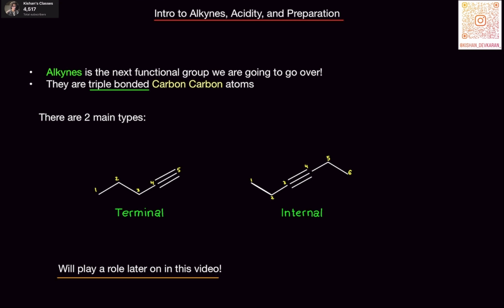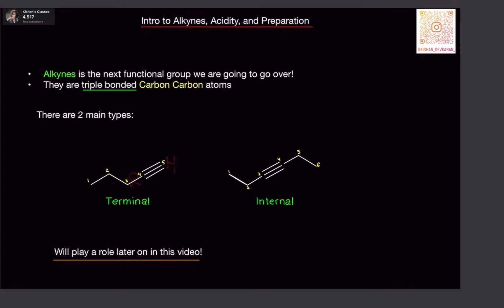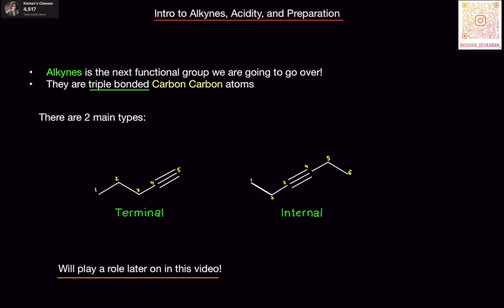Alkynes are the next functional group that we're going to go over. They are triple-bonded carbon-carbon atoms. There are two main types of alkynes. There are terminal alkynes, where we have one R group, so this carbon is an R group. Our alkyne is right here. We have one R group, and then we have one hydrogen. That's a terminal alkyne. Internal alkynes have no hydrogens. They're just both R groups here. This will play a role a bit later.